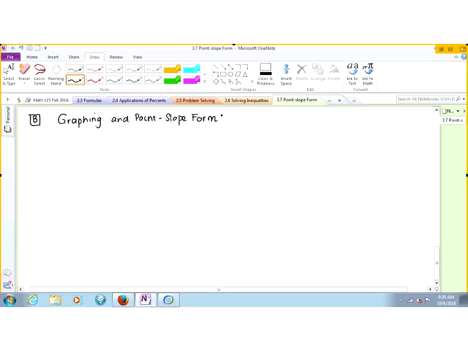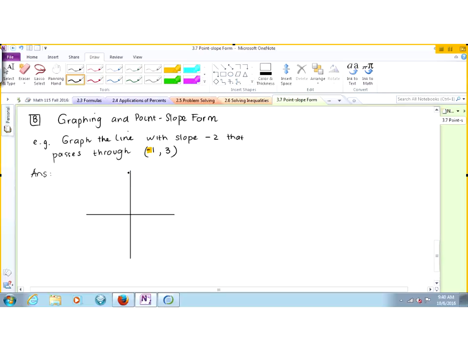So graphing and point slope form. All right. So for example, graph the line with slope -2 that passes through -1 comma 3. I just added this negative here. So it's -1 comma 3. So what would you do? I'm very sure you know this. Well, that's easy, right? You just graph it, right?